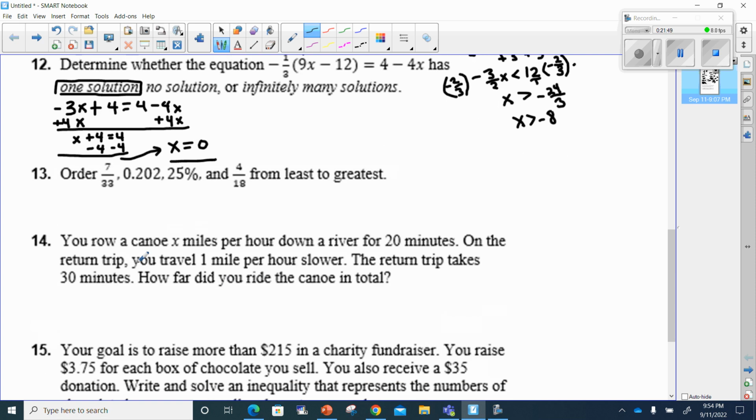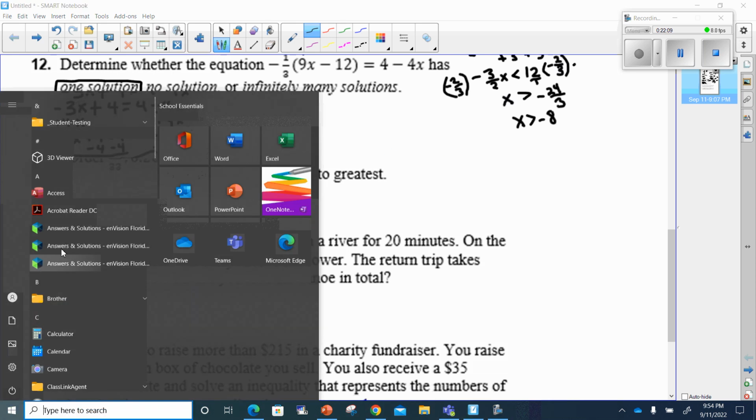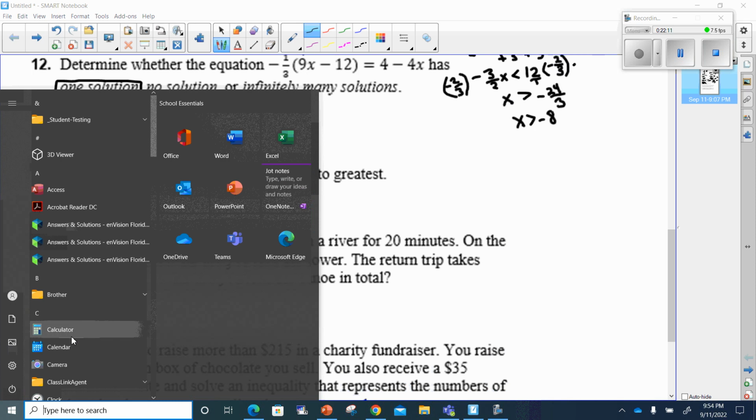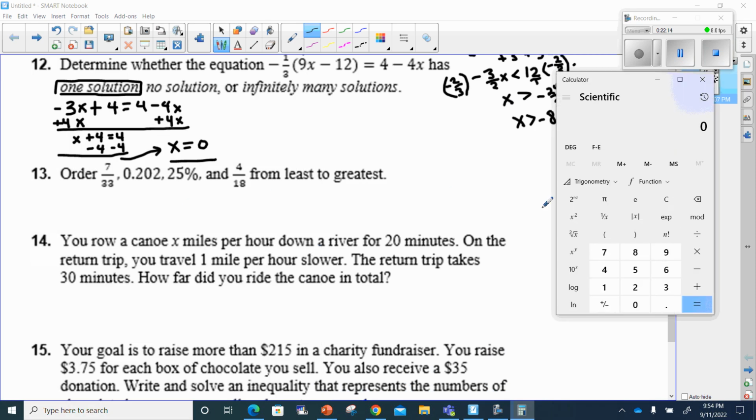All right, number 13, order 7 over 33, 0.202, 25%, and 4 over 18 from least to greatest. Which one's from least to greatest? None of these are negative, so that doesn't help me. I could take this one. I remember that every fraction is a division problem. So this would be 7 divided by 33. I'm going to cheat here a little, and I'm going to use my calculator.